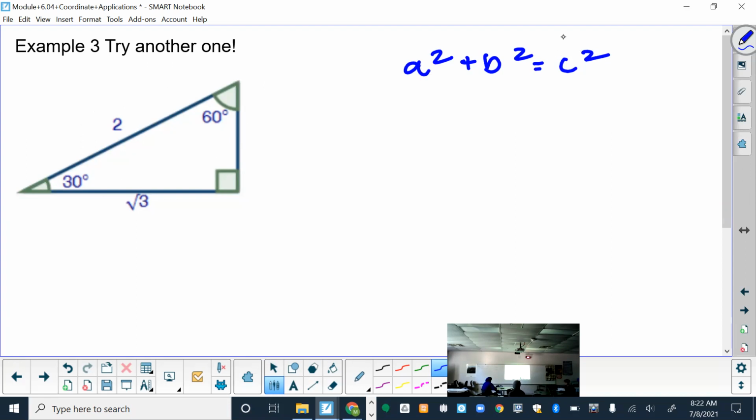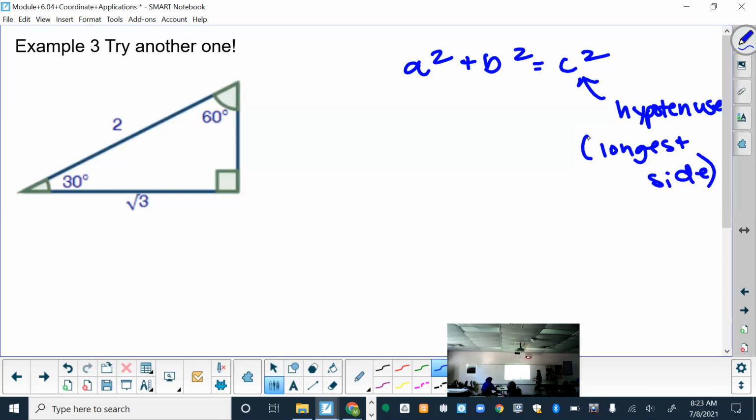What does hypotenuse mean? It's the longest side of a right triangle. Or really, it could be the longest side of any triangle. Just remember that your hypotenuse is C, and that has to be your longest side.